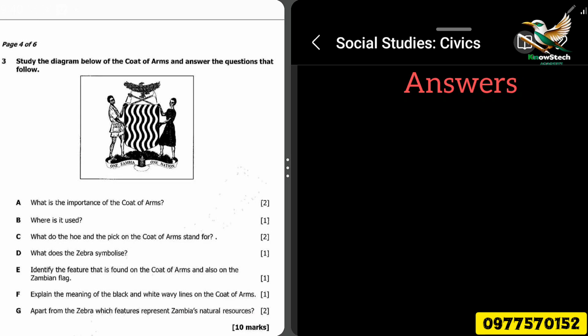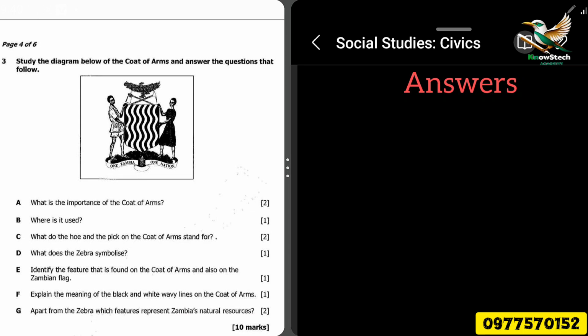F. Explain the meaning of the black and white wave lines on the coat of arms. Okay, so the black and white wave lines represent the Victoria Falls. The Victoria Falls.